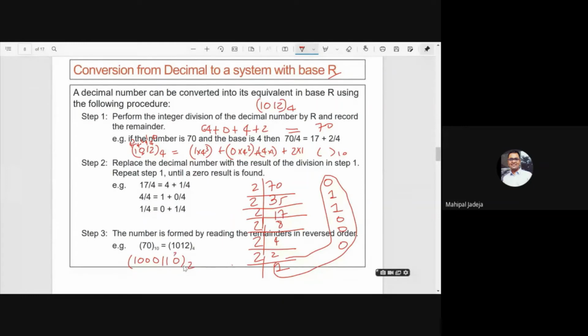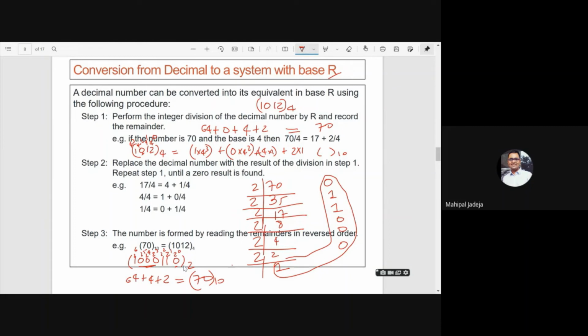Let's verify. This is 2 raised to 0, this is 2 raised to 1, 2 raised to 2, 2 raised to 3, 2 raised to 4, 2 raised to 5, 2 raised to 6. And 2 raised to 6 is nothing but directly 64. 64 plus, now these bits are 0, so I don't need to consider them. Then finally 2 raised to 2, which is nothing but 4, and 2 raised to 1, which is nothing but 2. So if I sum this up, again, this is 0, so I am not considering it. So this is nothing but 70 in base 10, right? So this is the correct conversion, right?